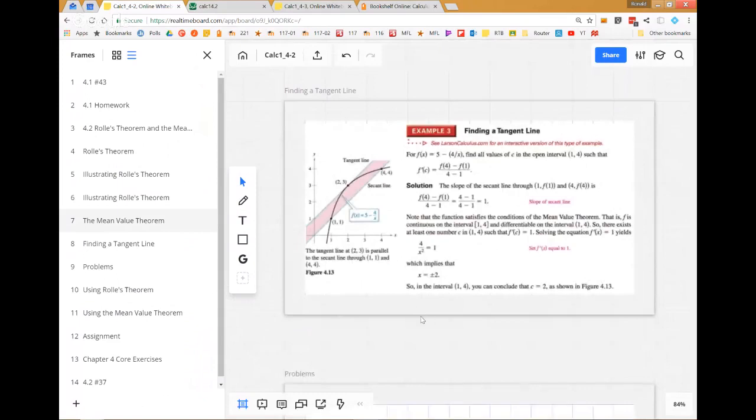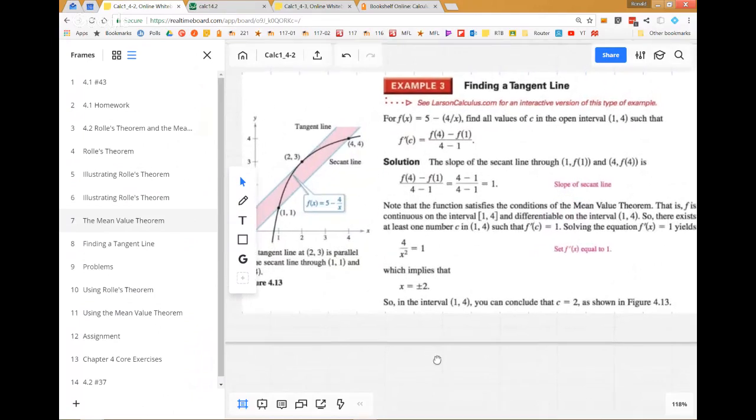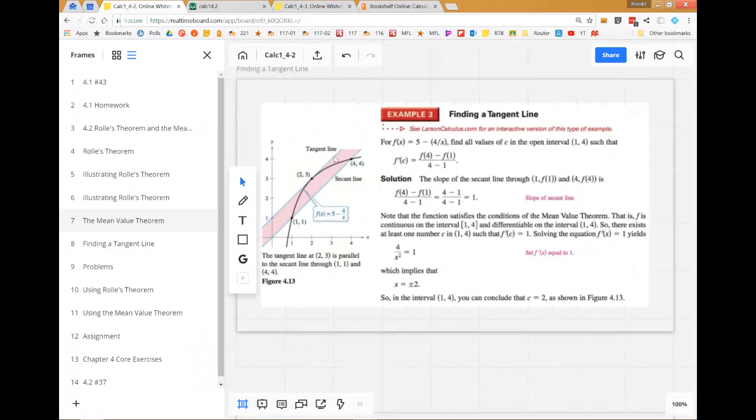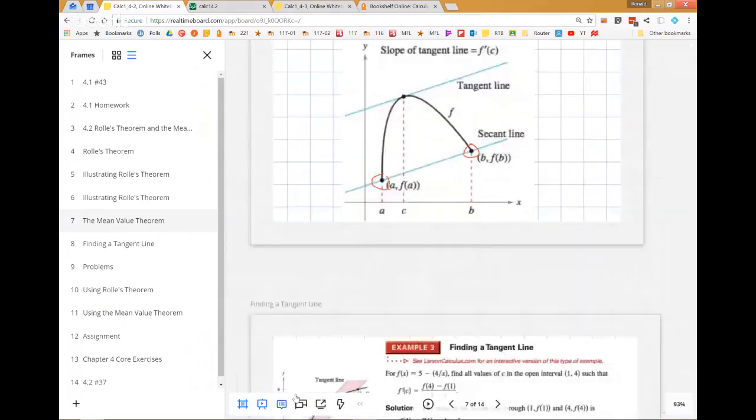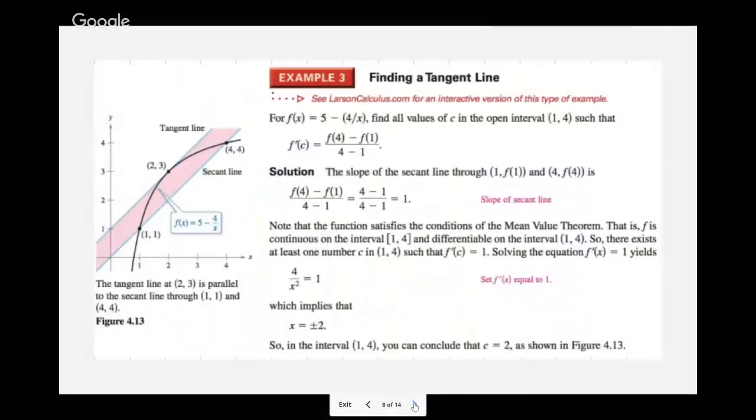So here's our first example. Find a tangent line, the tangent line up there in blue on the top left of the pink there. Let me go to something a little bit bigger here so you can see it more easily. This blue line on the top, at what point for x will that tangent line be parallel to the line through those two points?